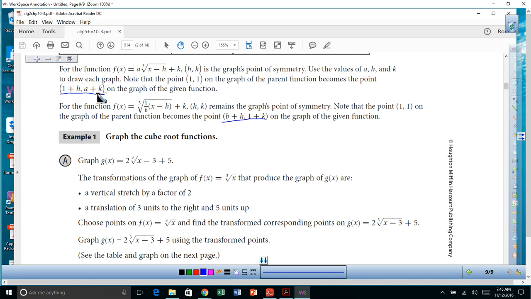For the function f of x equals the cube root of 1 over b times x minus h plus k, h, k becomes the graph's point of symmetry. Note that the point 1, 1 on the graph of the parent function becomes the point b plus h, 1 plus k on the graph of the given function. So go ahead and follow A, and when you get back, we'll do B together.